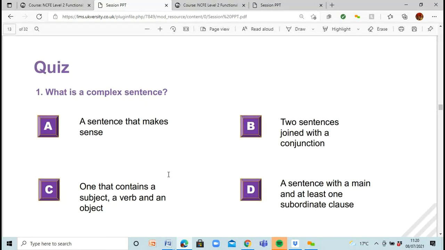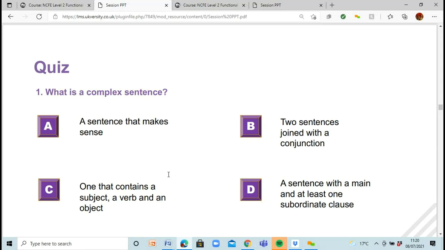So quiz time. And I love these parts because you're all so excellent at them. So with the quiz, there's 6 questions here. If you've got eagle eyes, you'll notice something later on and I'll ask you what you noticed. So, what is a complex sentence? A, a sentence that makes sense. B, 2 sentences joined with a conjunction. C, 1 that contains a subject, a verb, and an object, or D, a sentence with a main and at least 1 subordinate clause. D. Well, yes, D.